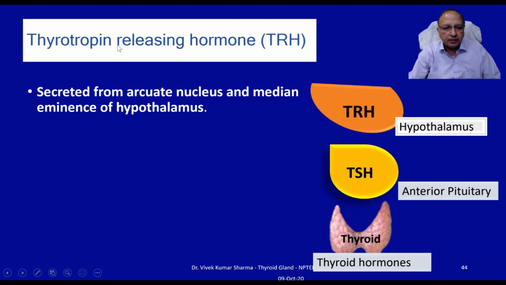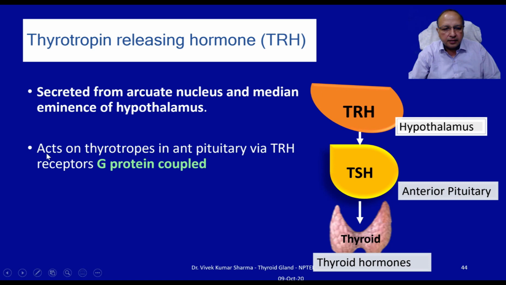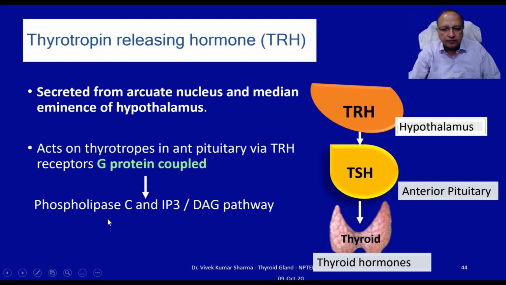Thyrotropin releasing hormone, TRH, is secreted from the arcuate nucleus and the median eminence of the hypothalamus, and it acts on the thyrotropes. It acts via G protein coupled receptors, and the phospholipase C and inositol triphosphate or diacylglycerol pathway is utilized.